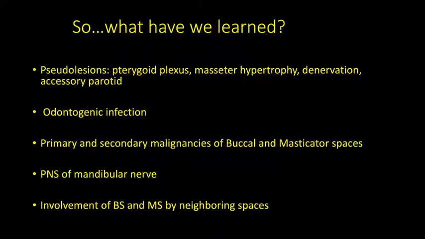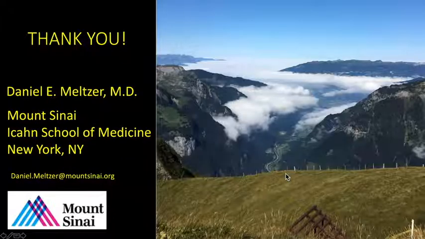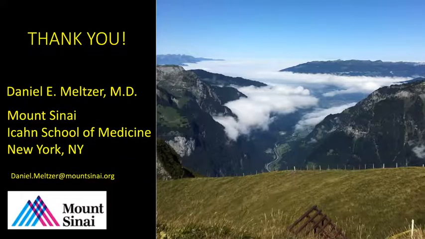And of course, one of the key concepts is that the main mechanism for perineural tumor spread to get from the masticator space intracranially is along the mandibular nerve, V3. And we saw some involvement of the buccal space and the masticator space by disease processes from some of the other neighboring spaces like the parotid space and the pharyngeal-mucosal space. And we also talked about the retromolar trigone. Thank you very much for your attention.